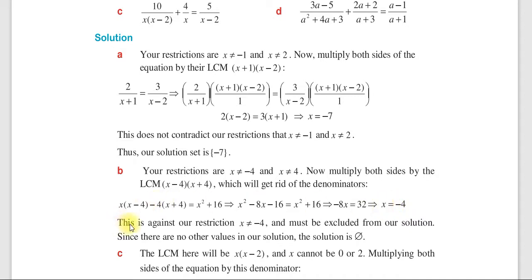Look, this is against our restriction: x which is different from minus 4 and must be excluded from our solution. Since there are no other values in our solution, the solution set is simply the empty set. ስለዚህ ያመጣነው value restrict ያደረግነው value ጋር እኩል ከመጣ አንድ ፋይን የሚያደርግብን value ስለሆነ -4 solution set የለንም ብለን እናጠቃልላለን ማለት ነው.